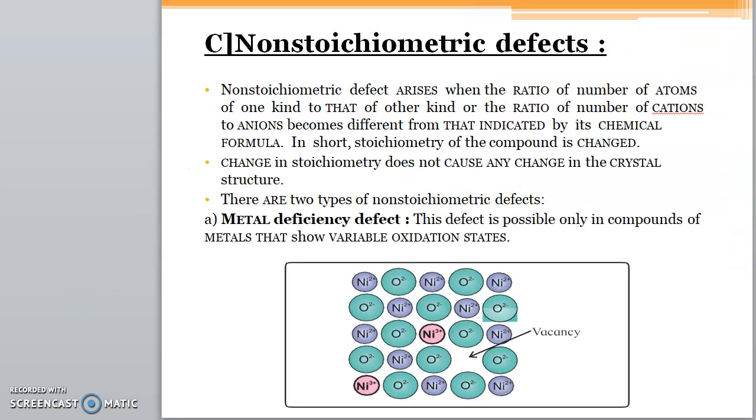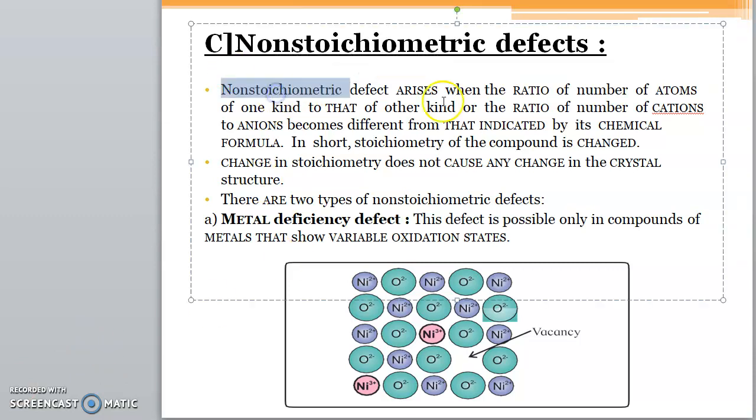Okay, and the last one is non-stoichiometric defect. Now in non-stoichiometric defect, my dear students, as I mentioned, there is a change in chemical formula. Okay, so let's take a look at this in detail. It arises when the ratio of number of atoms of one kind to that of other kind, or the ratio of number of cations to anions becomes different from that indicated by its chemical formula.